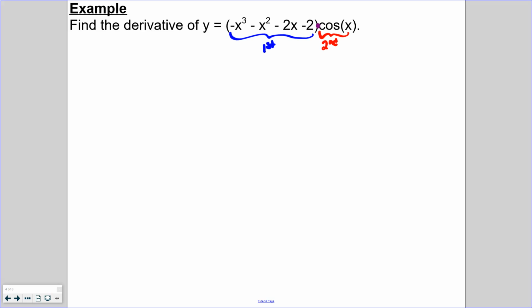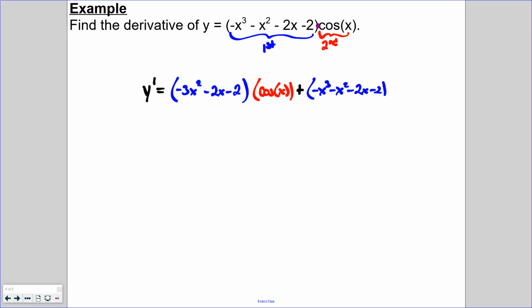All right, now it's just time to apply the product rule. So y prime is going to be equal to the derivative of our first function, which is going to be negative 3x squared minus 2x minus 2. And remember, the derivative of a constant is always 0, so that's where that guy went. And then times our second, which is cosine of x, plus our original first, negative x cubed minus x squared minus 2x minus 2, times the derivative of the second, which is negative sine of x.